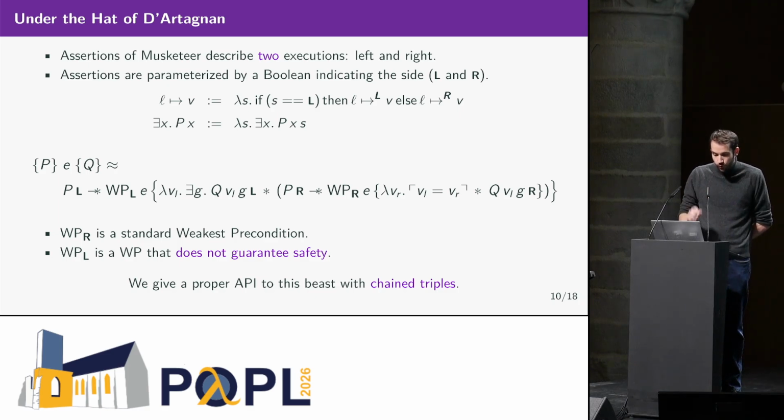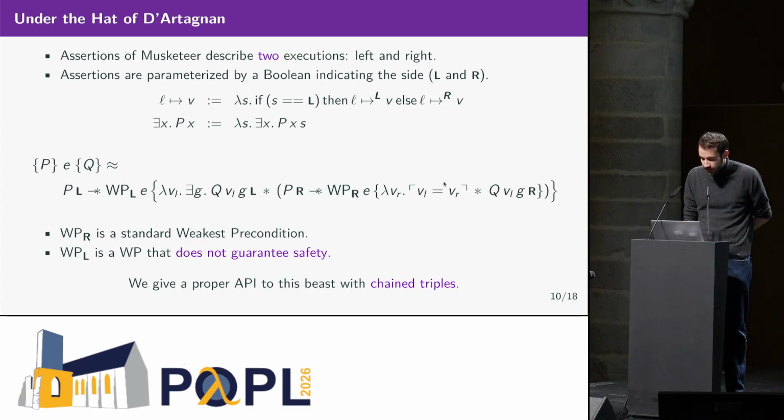Then, a Musketeer triple, intuitively, is defined like this. It's a nested weakest precondition. So you suppose that the precondition holds for the left-hand side. You verify E. Then you have the postcondition for the left-hand side, and then you have a weakest precondition for the right-hand side, so you get the precondition for the right-hand side, and you have to deduce the postcondition for the right-hand side. This WP for the right-hand side is a standard weakest precondition, and this one on the left-hand side is a weakest precondition that does not guarantee safety, but is otherwise entirely standard.